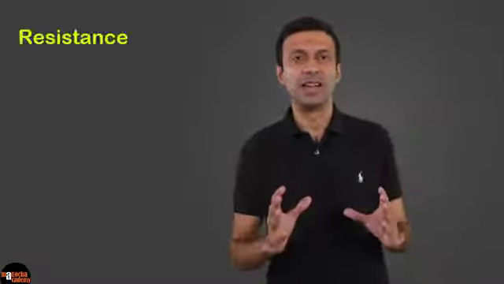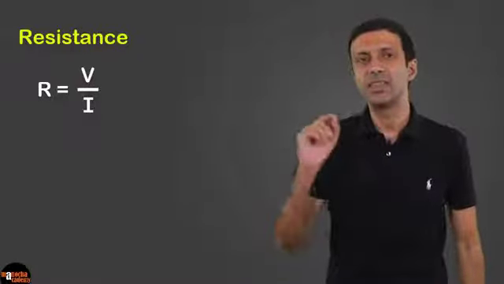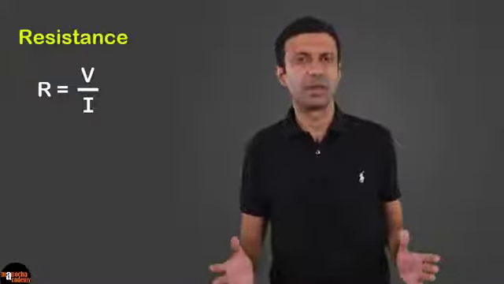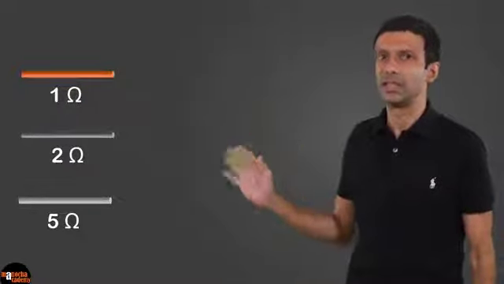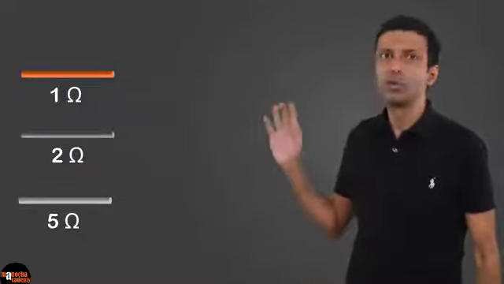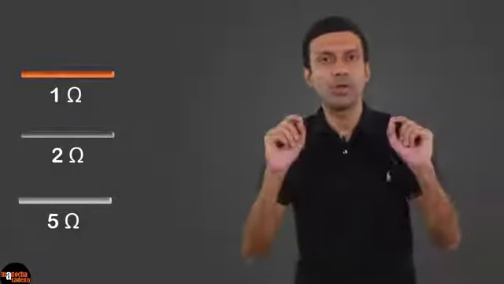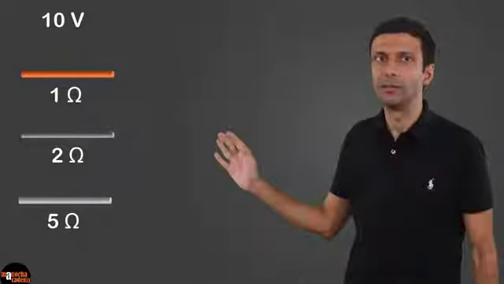Now let's understand the concept of resistance and why Ohm called this constant V by I as resistance. Why not another name like conductance? Why resistance? So let's say we have 3 different wires having different resistances, 1 ohm, 2 ohm and 5 ohm. And let's say the same potential difference, 10 volt, is applied across each wire.